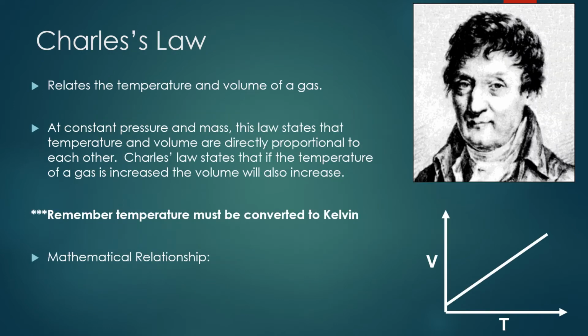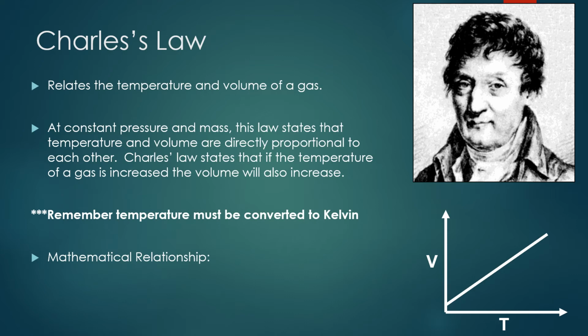So the next law that we're going to talk about is Charles' law. Now Charles is actually a French chemist, so it's pronounced Charlet, but for simplicity we'll call it Charles. And his law relates to temperature and volume of a gas. At a constant pressure and mass, this law states that temperature and volume are directly proportional to each other. Charles' law states that if the temperature of a gas is increased, the volume will also increase.